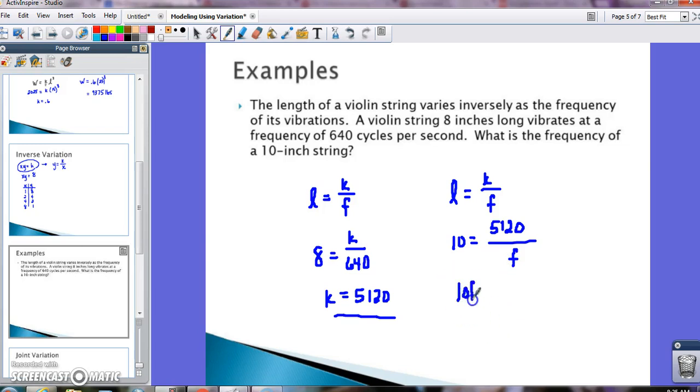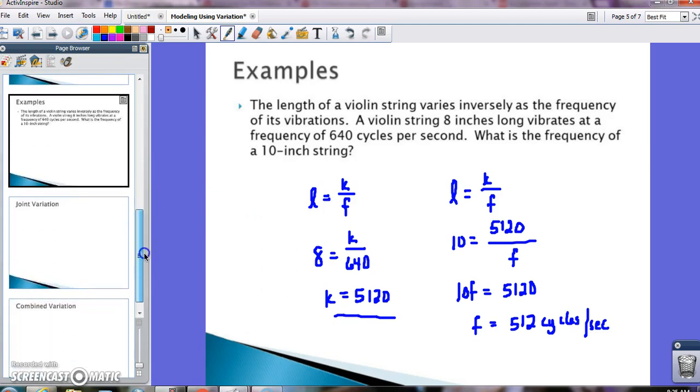So if we cross multiply, we get 10f is 5120. So f is just going to be 512 cycles per second. Makes sense, right? Our length went up, so our frequency went down. Okay, so they're both very straightforward. It's just a matter of making sure that you set it up correctly.